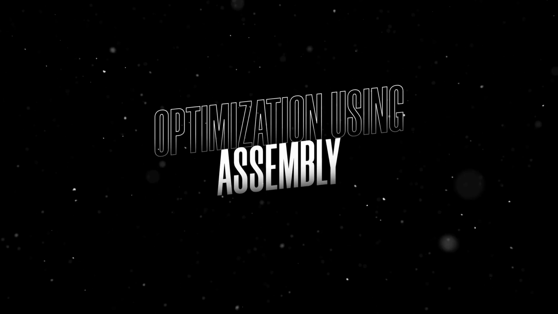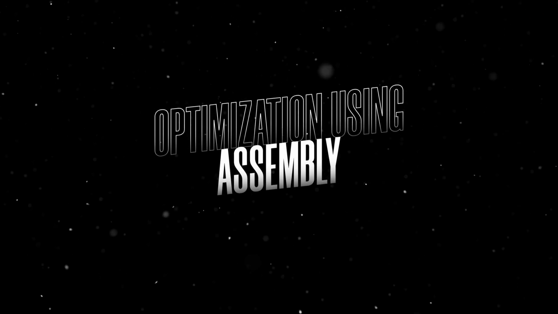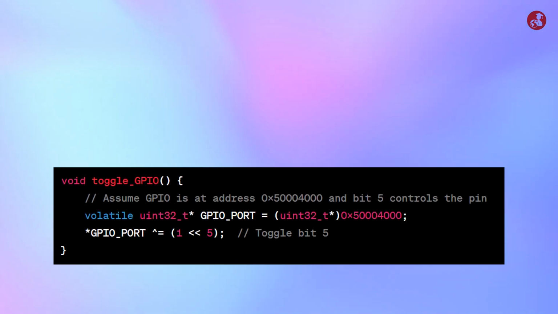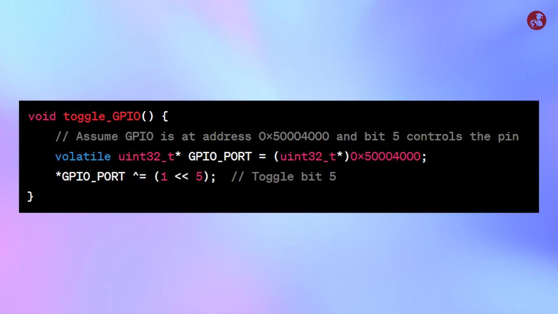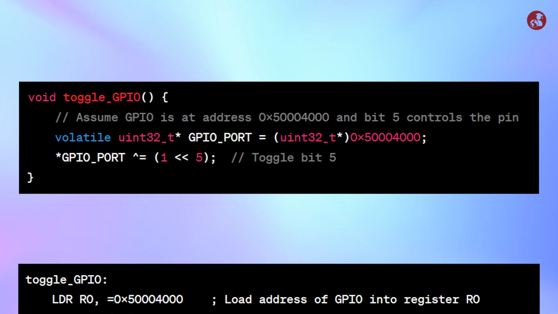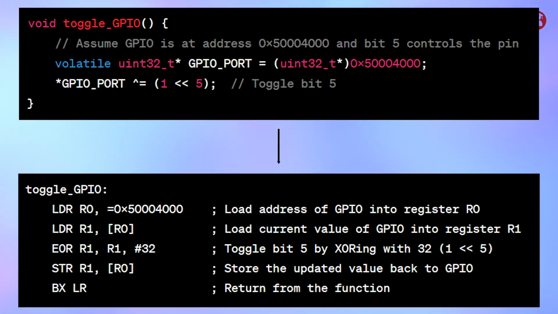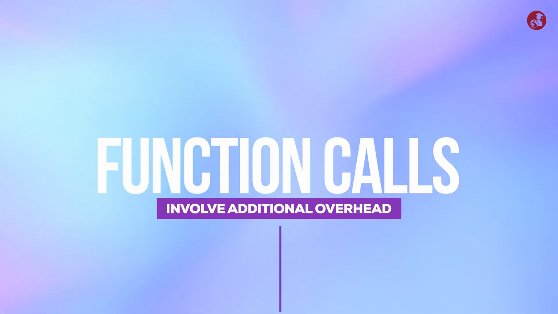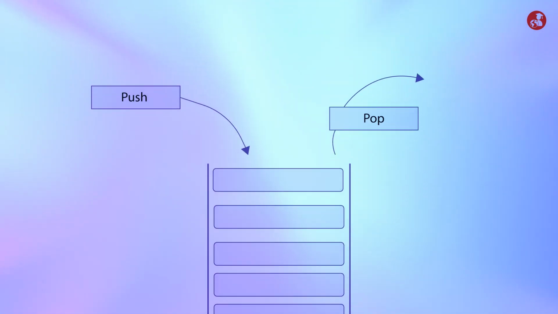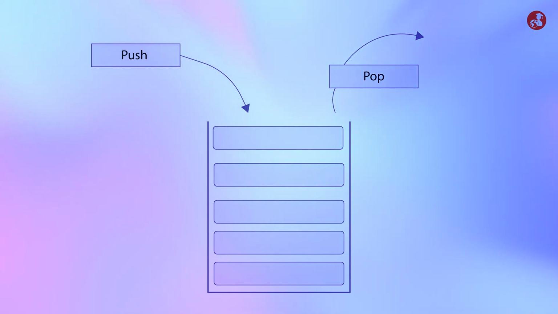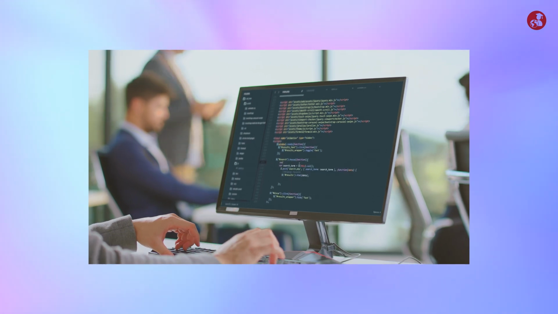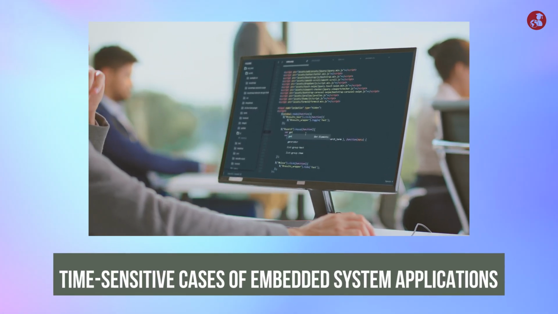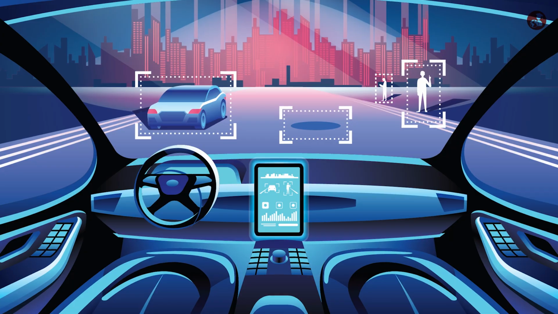Now let's try to understand how by using assembly we can optimize our code. Consider one simple example of toggling a GPIO pin on a microcontroller. This C code looks very simple, but it is structured as a function, while the assembly version is written as a sequence of processor instructions. We know that a function call involves additional overhead such as pushing or popping registers into the stack, which we cannot neglect when a function is called very frequently. Also, we need to overcome this overhead in time-sensitive cases of embedded system applications like self-driving cars.